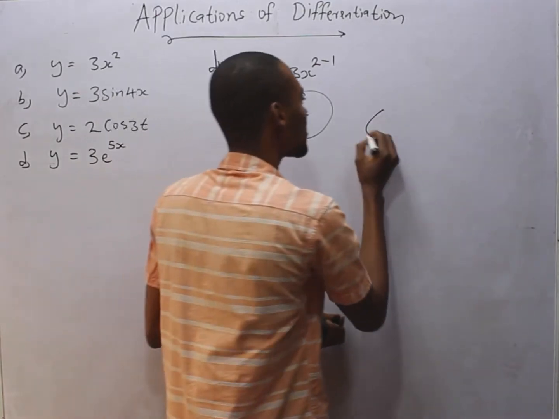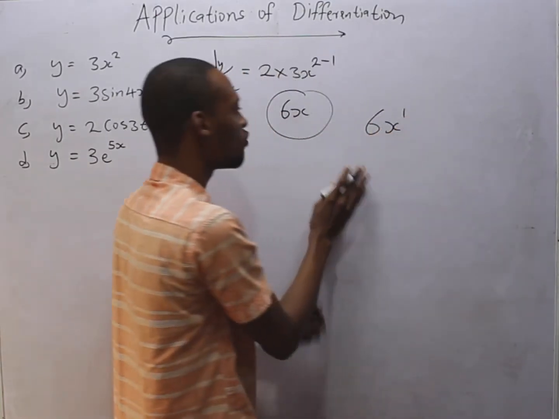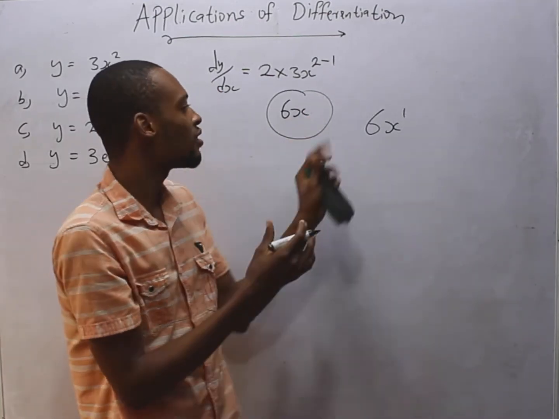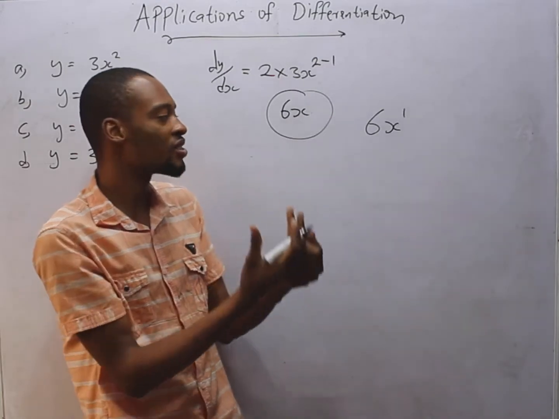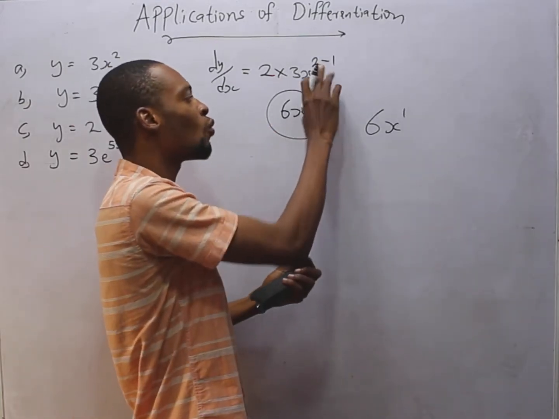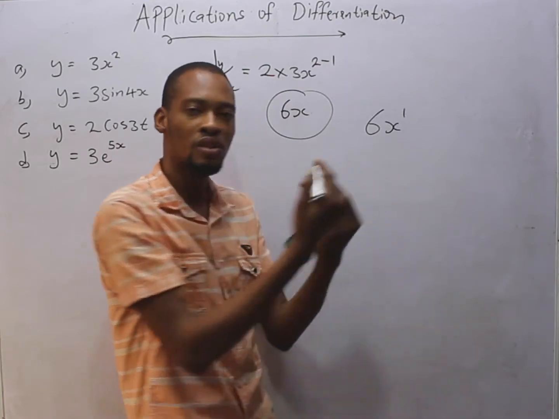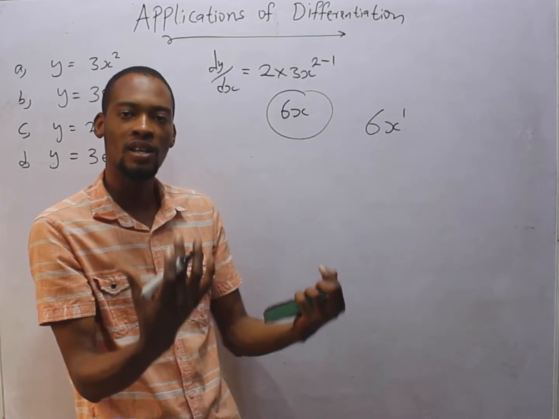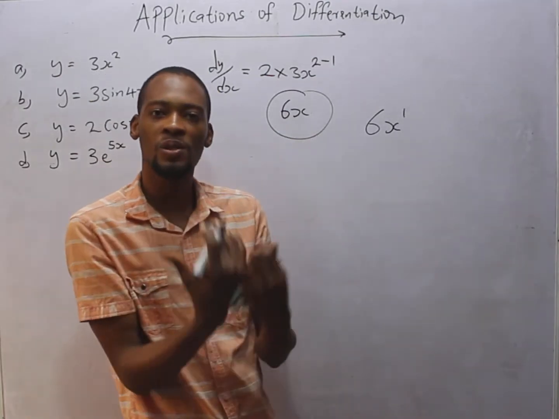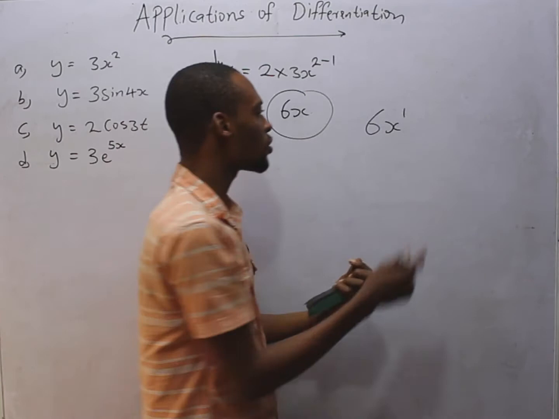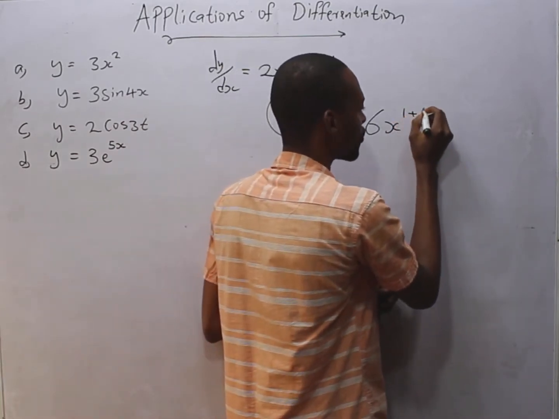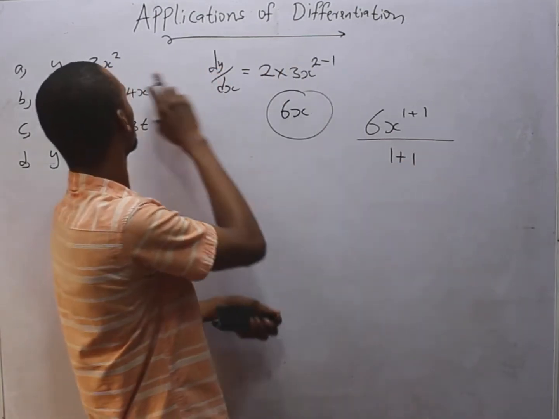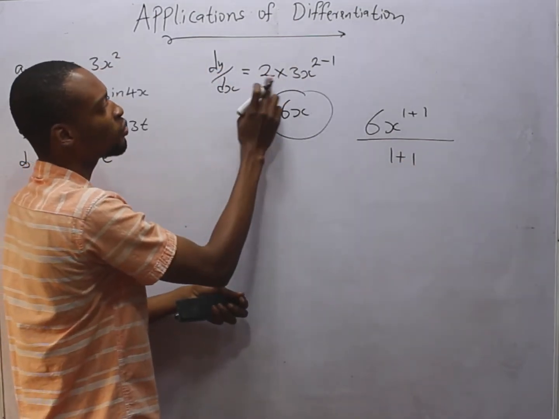This will give you 6s raised to the power of 1. We've not changed anything because any function or any number is still raised to the power of 1. Integration says instead of subtracting 1 from the power, add 1 to the power. And instead of multiplying by the power, divide by the power. This is why integration is the opposite of differentiation. So you simply come here and say 1 plus 1 over 1 plus 1, where differentiation says 2 minus 1, then 2 times 3.